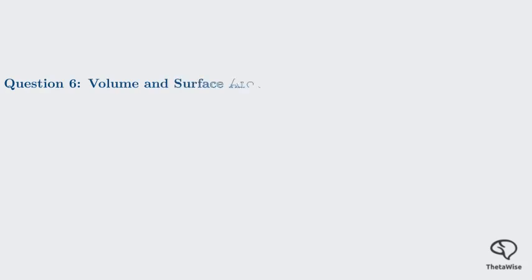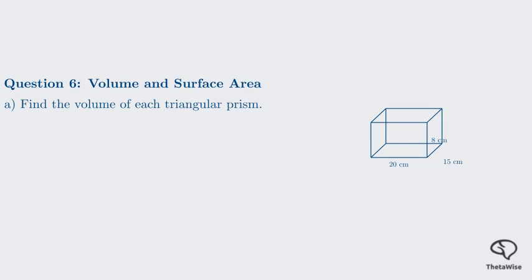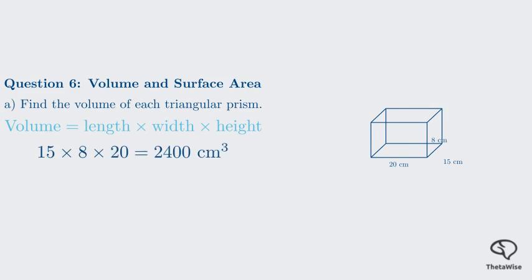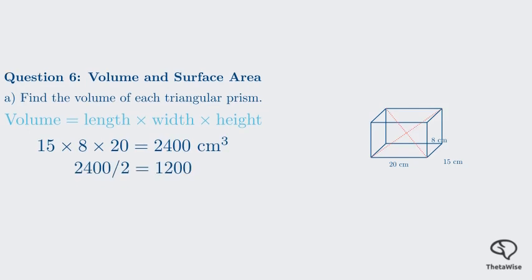Finally, for Day 1, let's look at 3D shapes. We have a rectangular prism that is cut in half diagonally to create 2 triangular prisms. The dimensions are a length of 20 centimeters, a width of 15 centimeters, and a height of 8 centimeters. First, find the volume of the full rectangular prism. Volume equals length times width times height. So, 15 times 8 times 20 equals 2400 cubic centimeters. Since the prism is cut exactly in half to form the triangular prisms, we divide by 2. The volume of each prism is 1200 cubic centimeters.